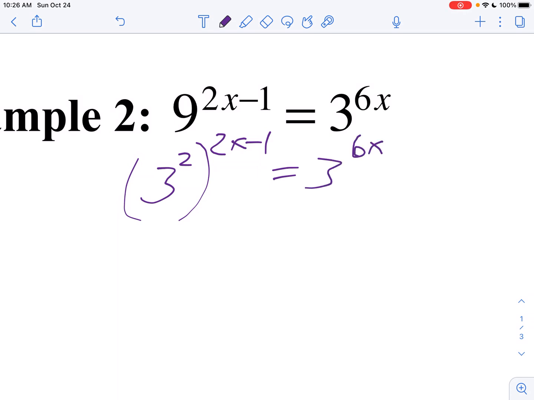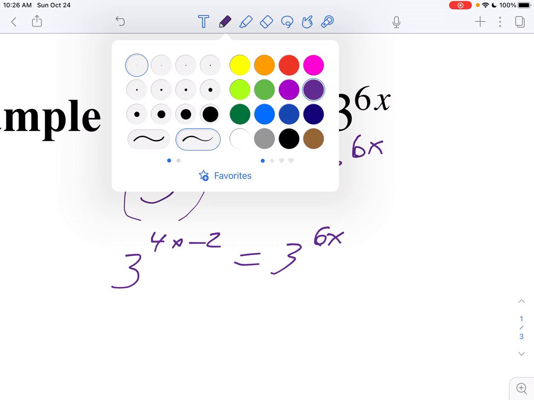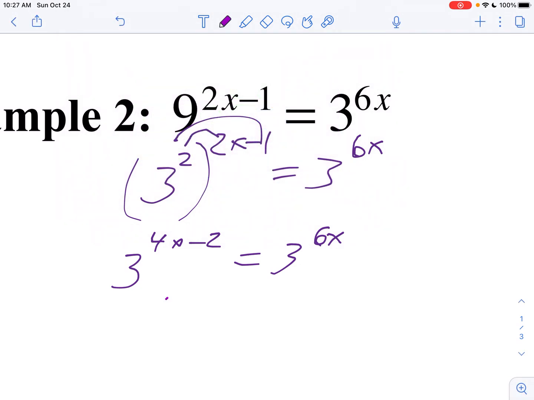We multiply our exponents when you take a power of a power. So distribute that 2, so you get 3 to the 4x minus 2 power equals 3 to the 6x power. So now you've got to make an equation out of your exponents. So 4x minus 2 equals 6x.